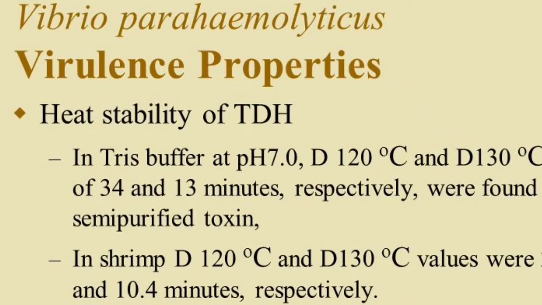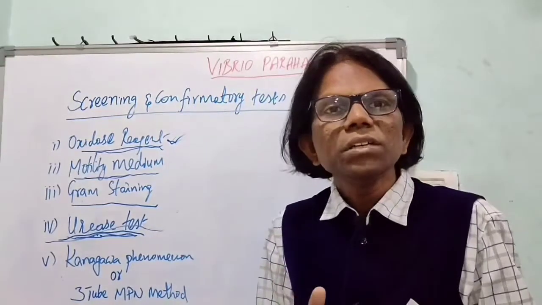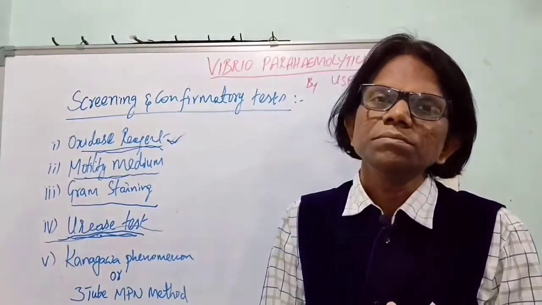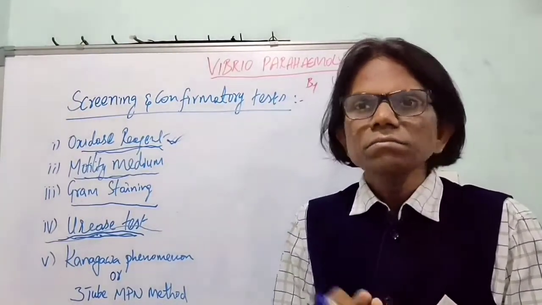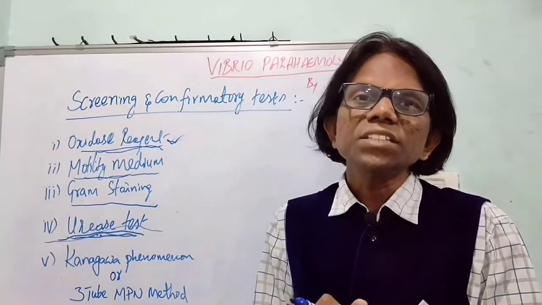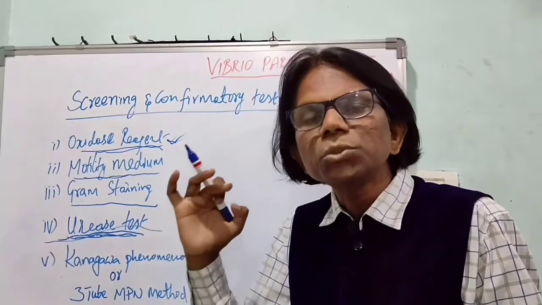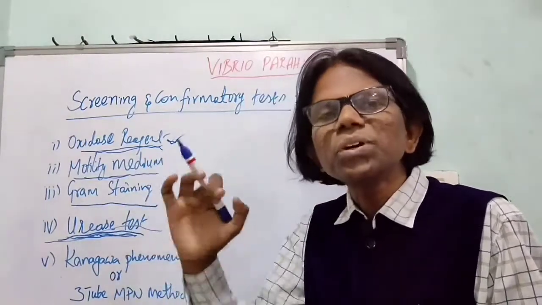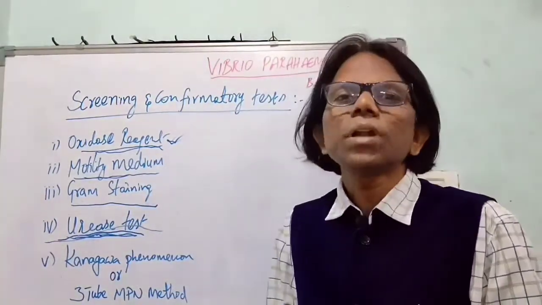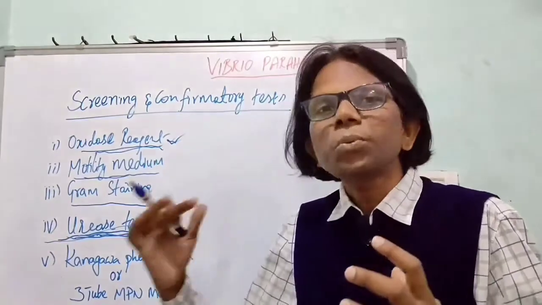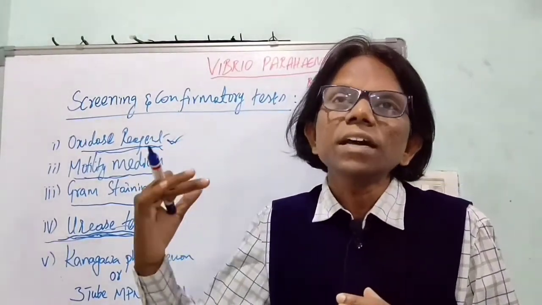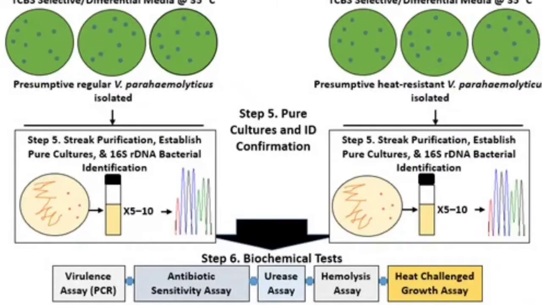For the urease test, prepare urea broth with 3% NaCl. Then inoculate heavy cultures into the urea broth. After inoculating into the urea broth, we have to incubate at 35 degrees centigrade plus or minus 2 degrees centigrade for 18 to 24 hours. After 18 to 24 hours, urease production is determined by a pink color in the medium. So the pink color will develop.